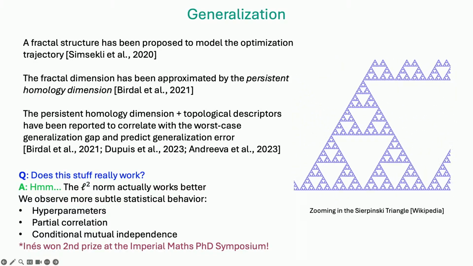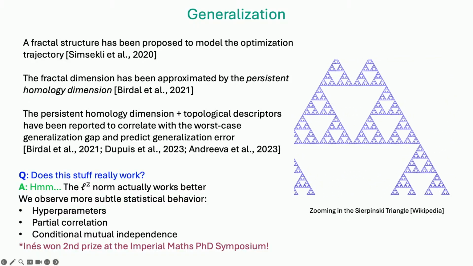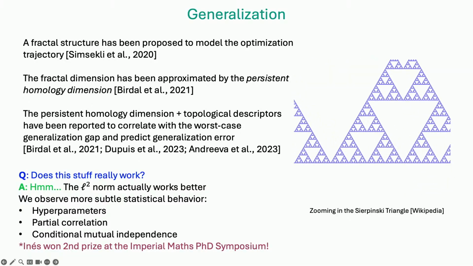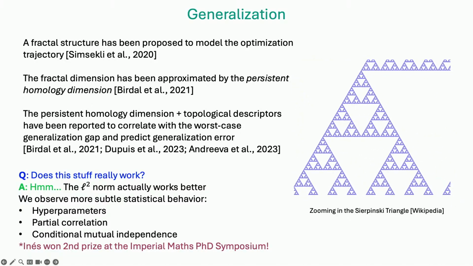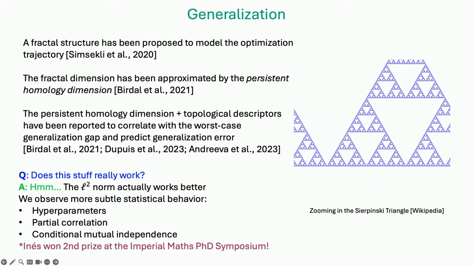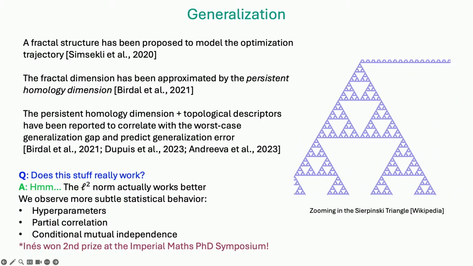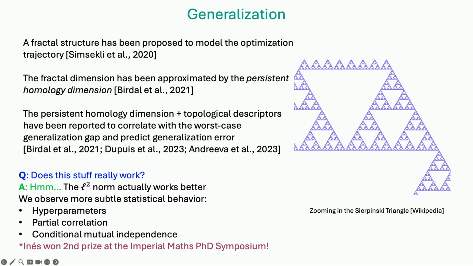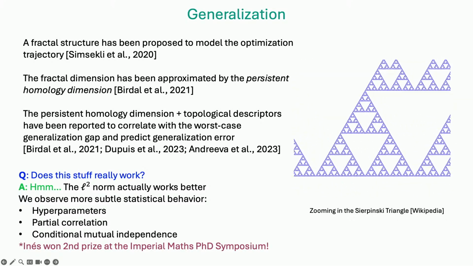But the thing that caught my eye, and this is when I started jumping on the machine learning merry-go-round, which was only last year, was when I saw this paper saying that fractal dimension is approximated by persistent homology dimension. So from my position as a researcher in computational topology, I was like, okay, I know persistent homology dimension. Let's take a look at this.